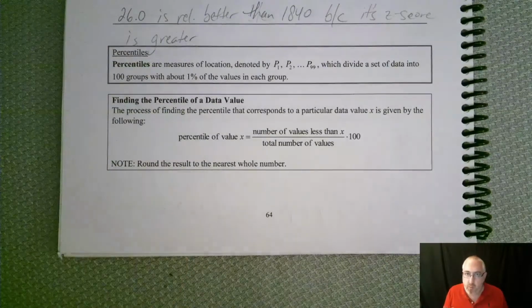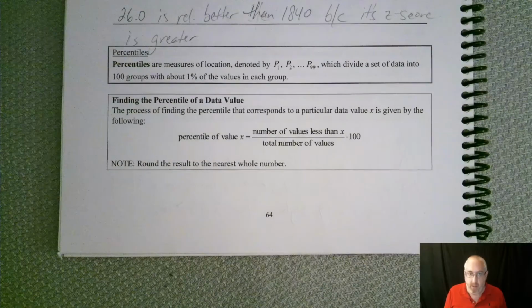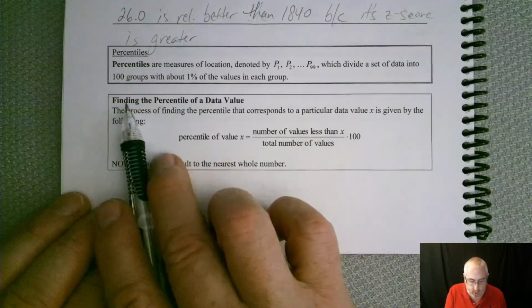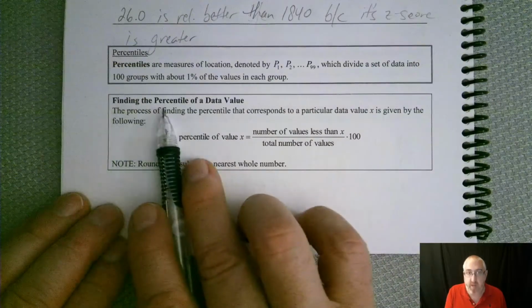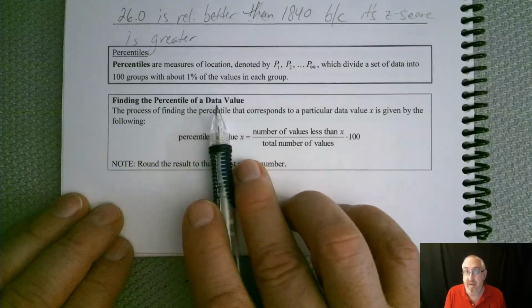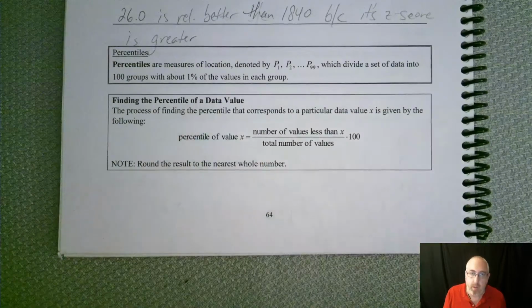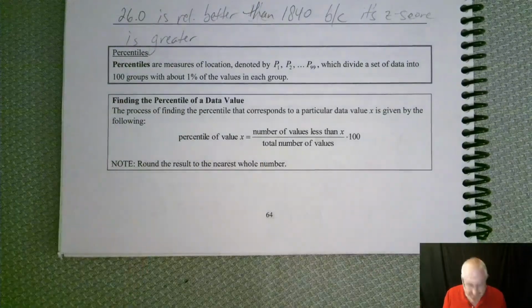So there's going to be two ways that we can look at percentiles. The first way is saying, okay, I need to find the percentile that's associated with a specific data value. How would I do that? Well, it's a formula, of course.